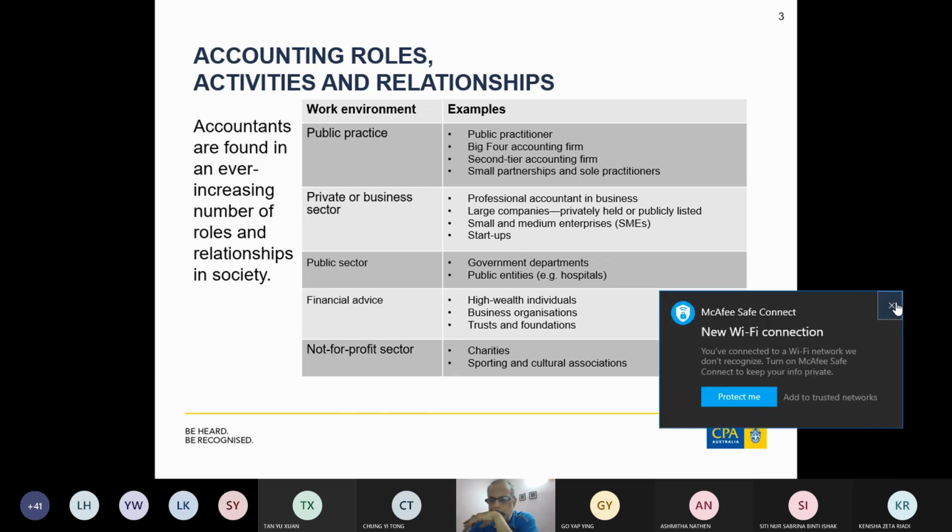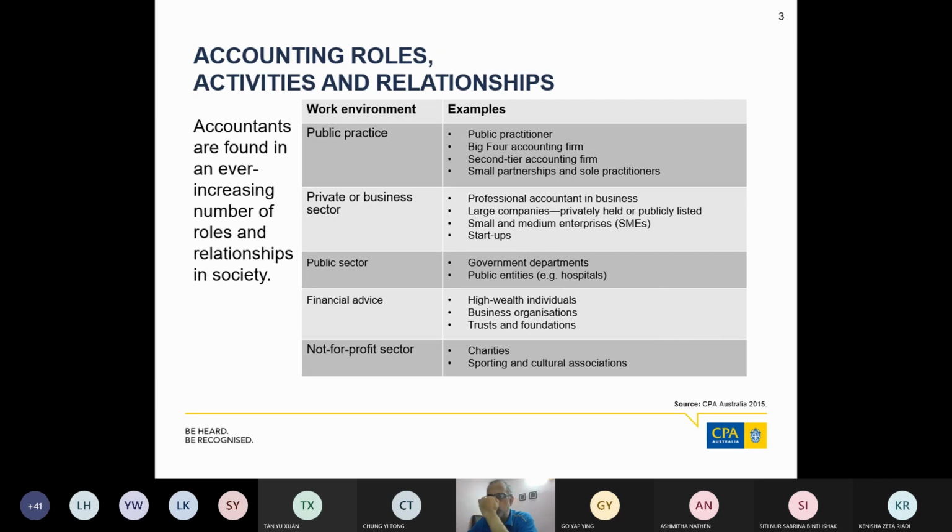Not all large companies are listed, or it could be a large listed company. It depends on where accountants are working. Then we have the SMEs, small and medium enterprises, and lately more popular are the startups. So you could be working in public practice, or you could be working in the business sector.